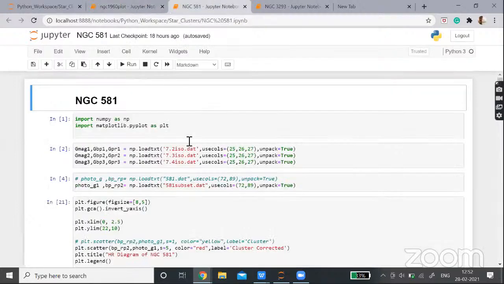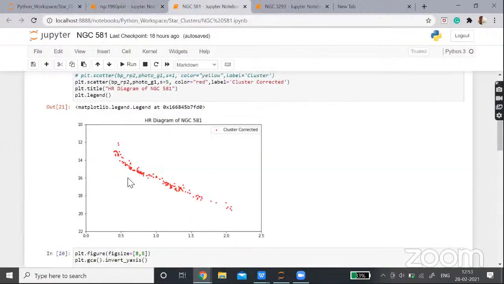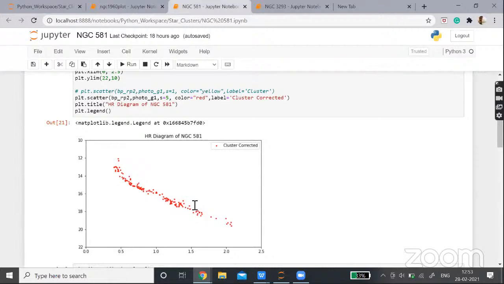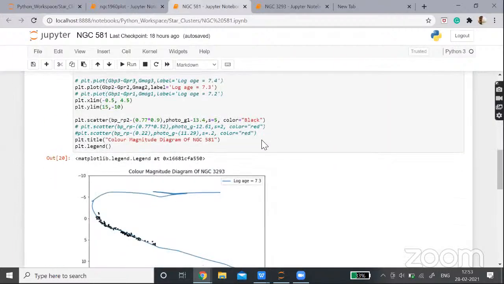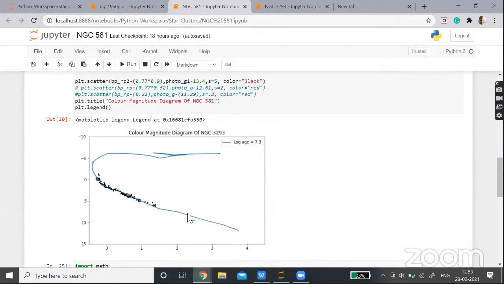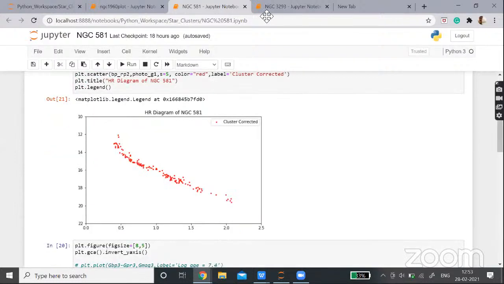Same thing I've done for NGC 581. This is my star cluster. Then I've tried to plot it over here on the isochrone of 7.3 log age. And same thing I've done for the last one.